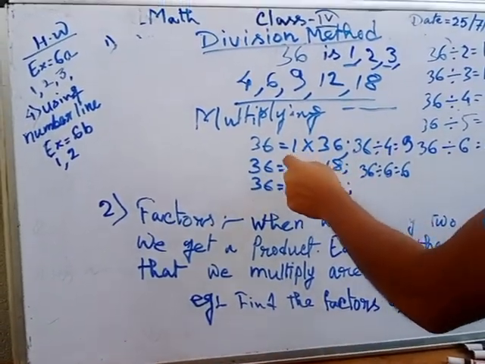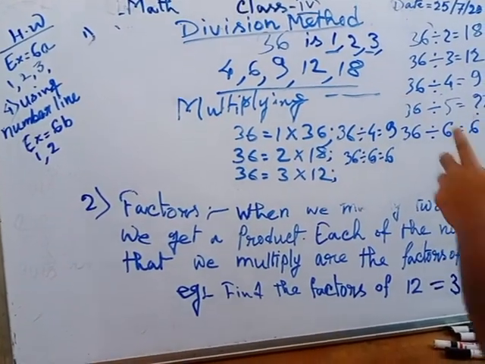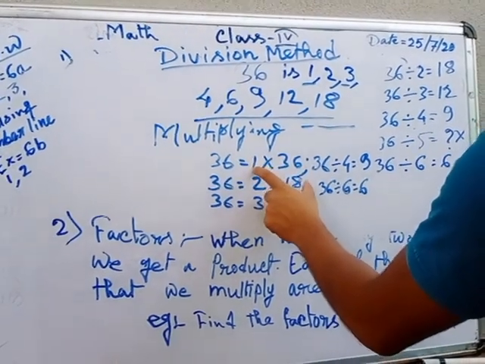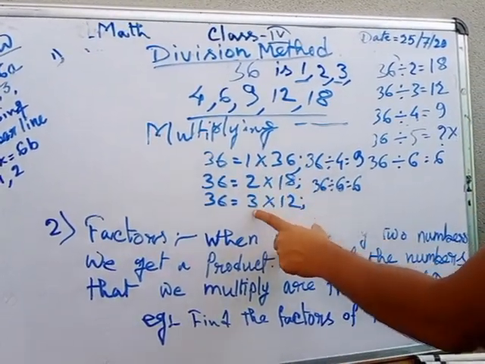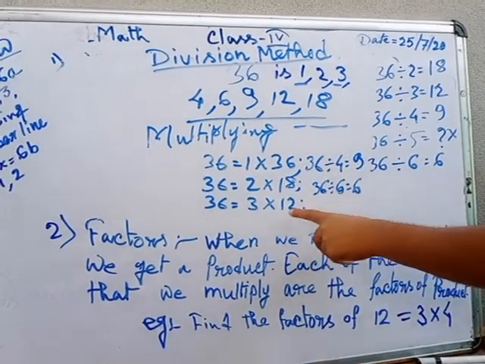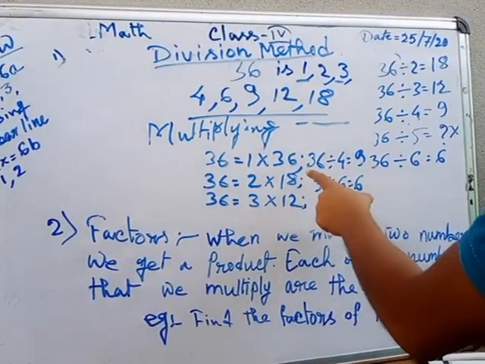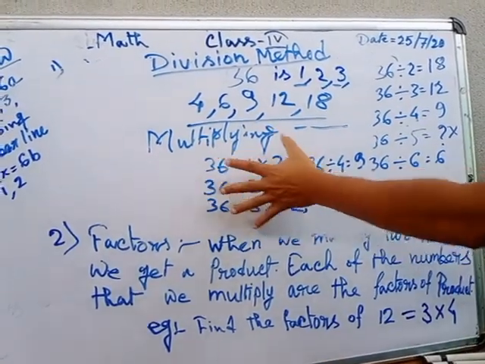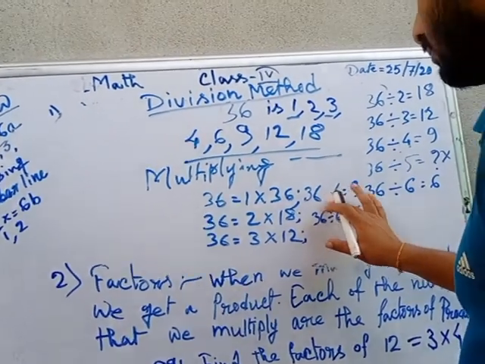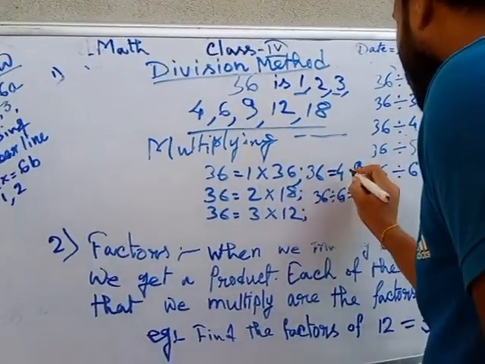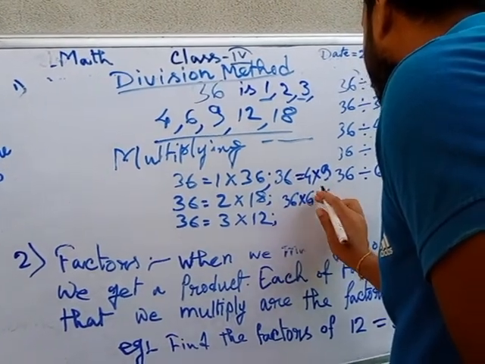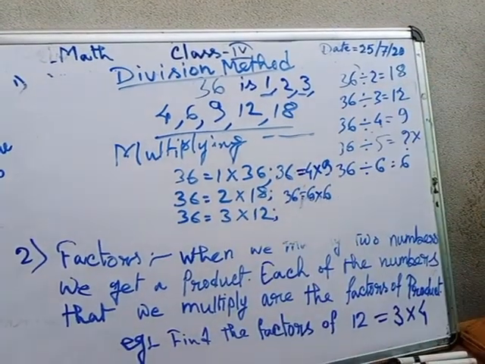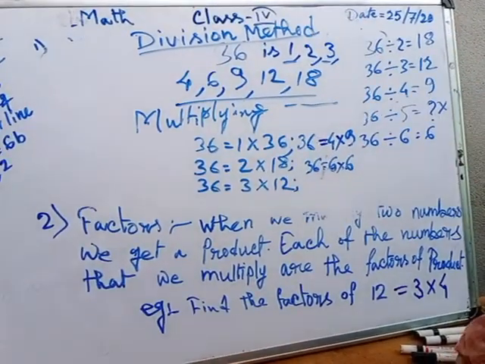That means at first I will tell you the factors of 36. Always it will be 1 and itself. After that 2, 3, 4, 6, 12, 9, 18, these are the factors of 36. This one is called the multiplying method and this one is called the division method.